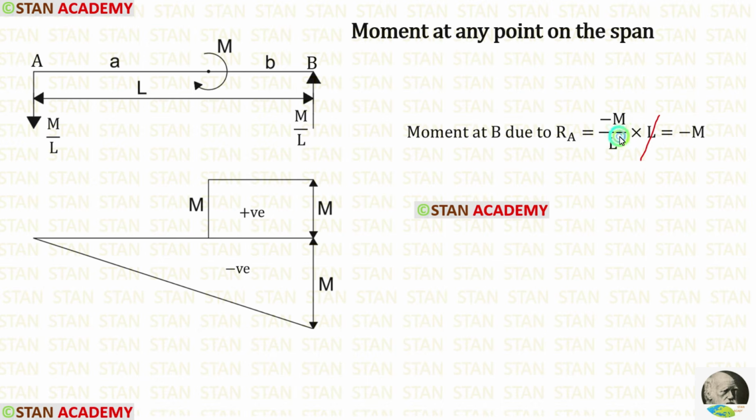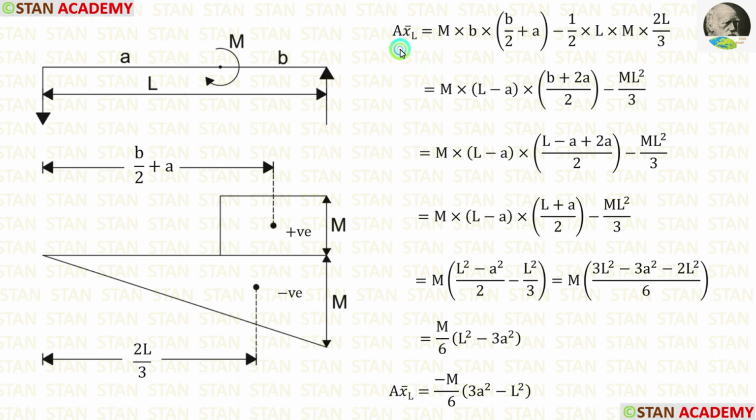We can eliminate this L and this L. Finally, we are getting minus M. Since we are getting a negative value, we have to mark it as negative. This diagram is a triangular shaped diagram. Now let us calculate area into x bar left.